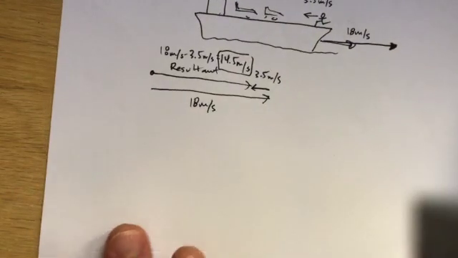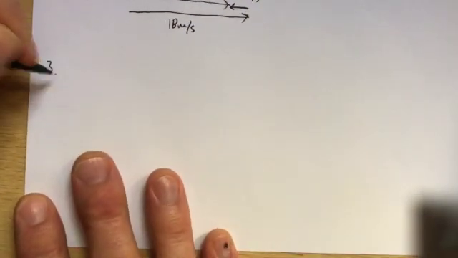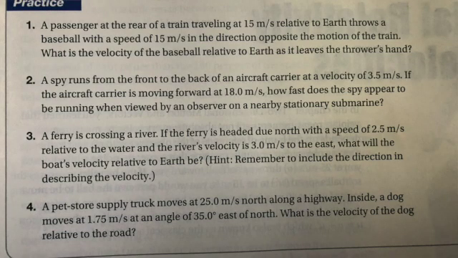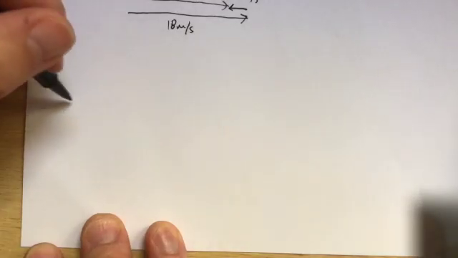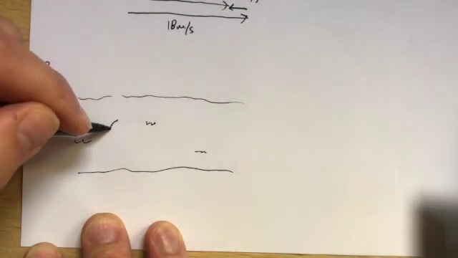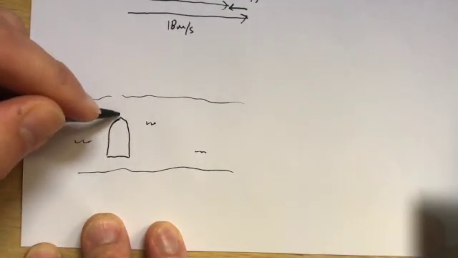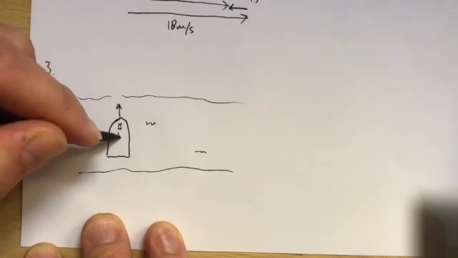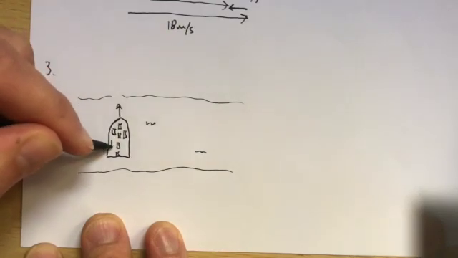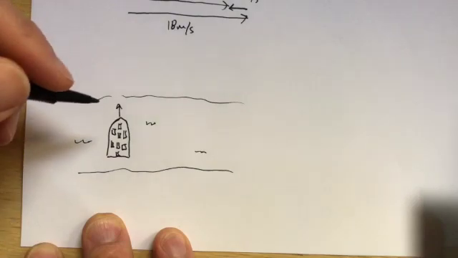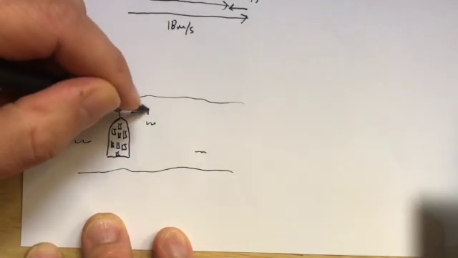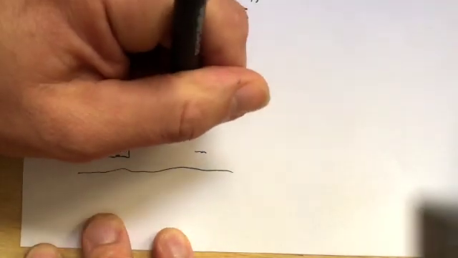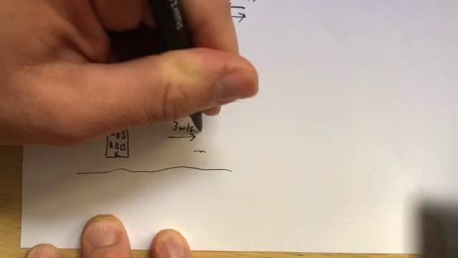All right, number 3. A ferry is crossing a river. If the ferry is headed due north with a speed of 2.5 meters per second relative to the water, and the river's velocity is 3 meters per second to the east, what will the boat's velocity relative to Earth be? All right, so here's our river, and here's the ferry, and it's traveling this direction. A bunch of cars on here. It's traveling at 2.5 meters per second north, and the water on this river is flowing 3 meters per second to the east.